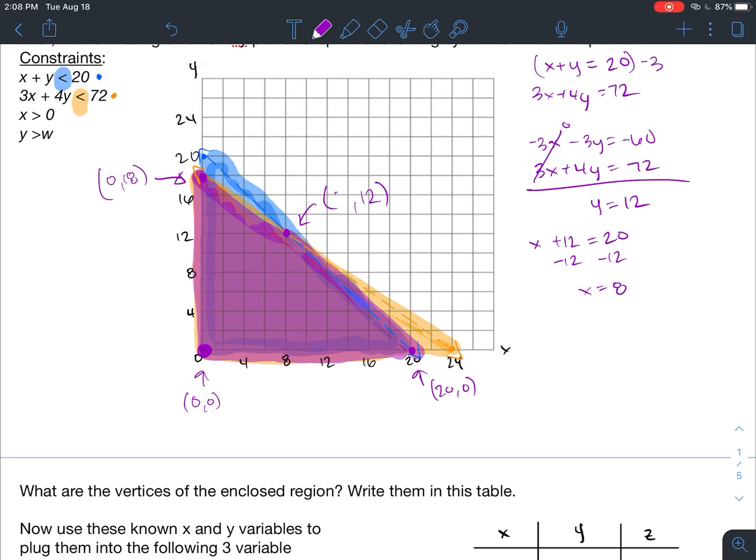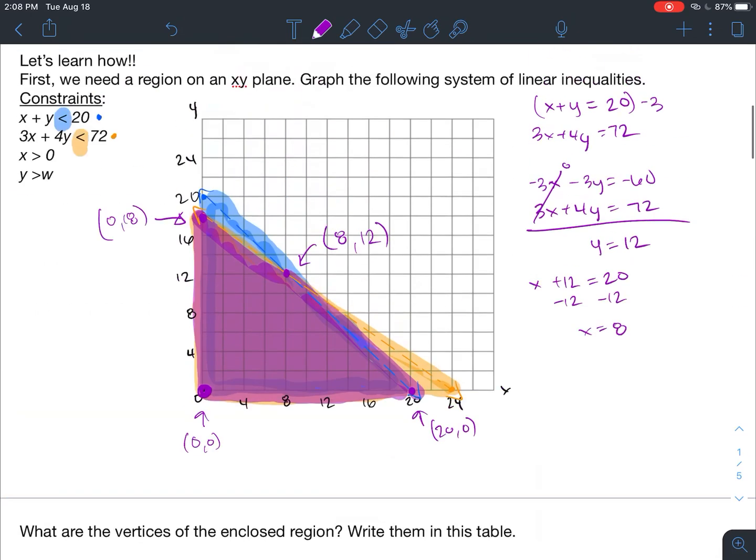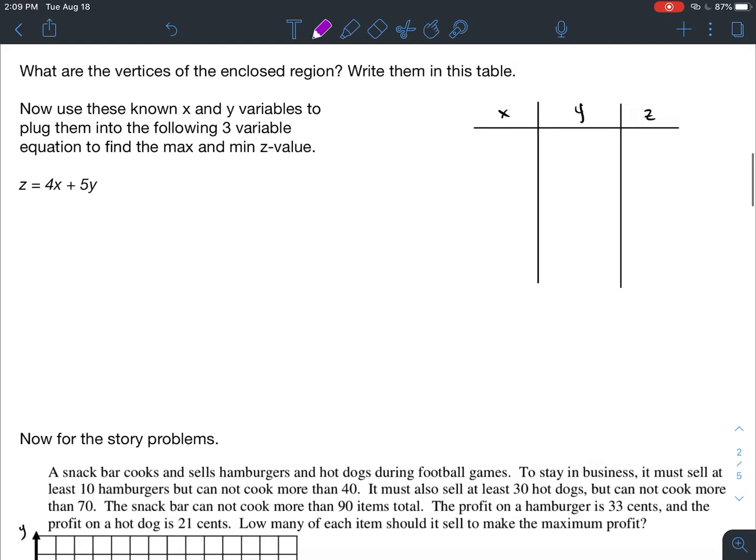So at 8, 12 is where these two lines intersect. Now I have the vertices of the enclosed region. All of this up to this point should be nothing new. We've already gone through this in the last couple of lessons. This is stuff you already know how to do. Now we're going to get into the linear optimization of this.